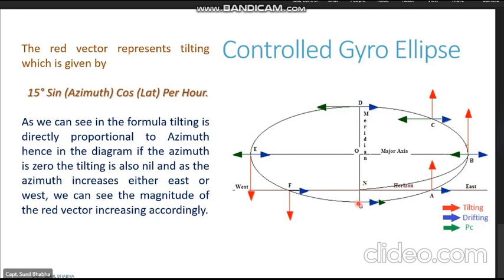Now, as you go away from the meridian, let's say from point golf, we are moving further on the ellipse. Now the azimuth is increasing. The azimuth of the spin axis keeps on increasing. When the spin axis reaches at point A, it has a certain azimuth. The difference between the meridian and this point A represents the azimuth now. Now, since there is a azimuth present, we will also have the tilting present. And you can see the tilting vector is present here.